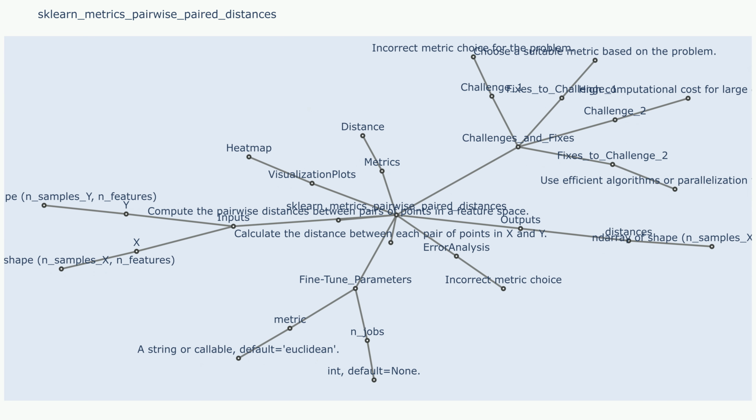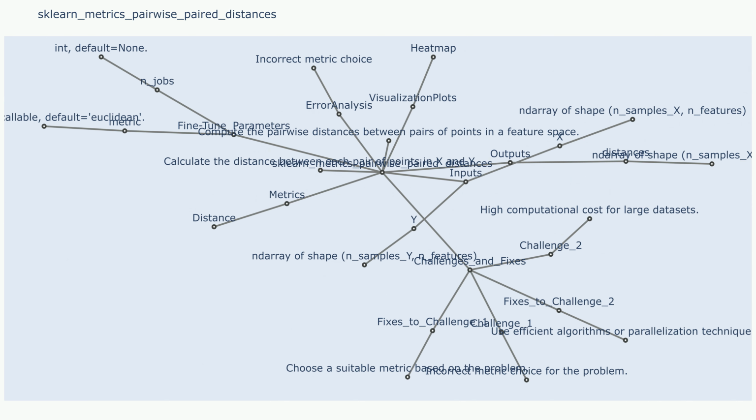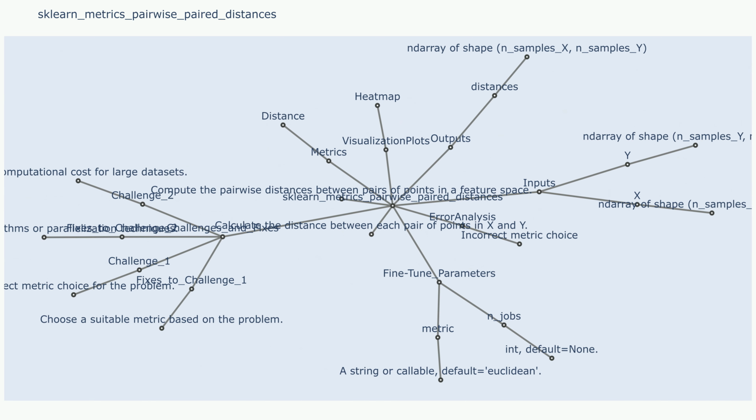Inputs. X: a 2D array of shape (n_samples, n_features) representing the first set of data points. Each row corresponds to a data point, and each column represents a feature. Y: a 2D array of shape (n_samples, n_features) representing the second set of data points. Each row should correspond to a data point paired with the corresponding row in X.